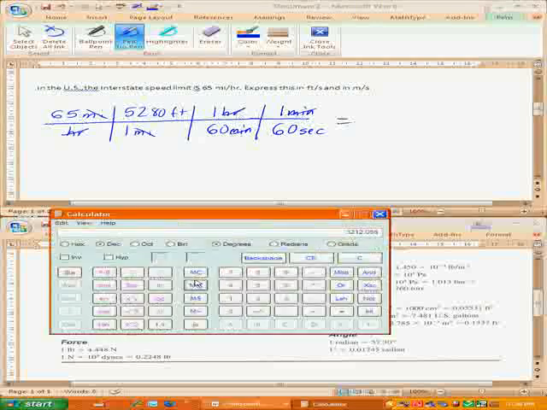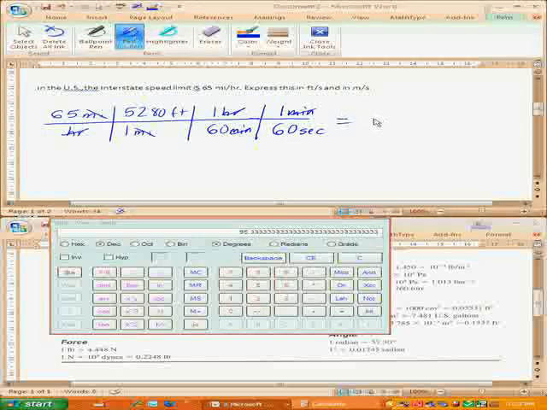So let's pull out our calculator. We've got 65 times 5280. And then I'm going to divide by 60. That's this one right here. And then I'm going to divide by 60 again, which is this one right here. And I'm left with this, which is 95.3, and then that's repeating, and my units are feet per second.